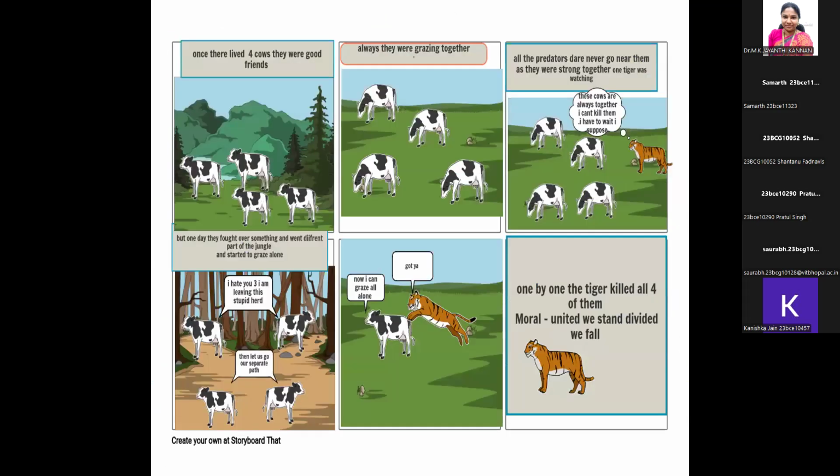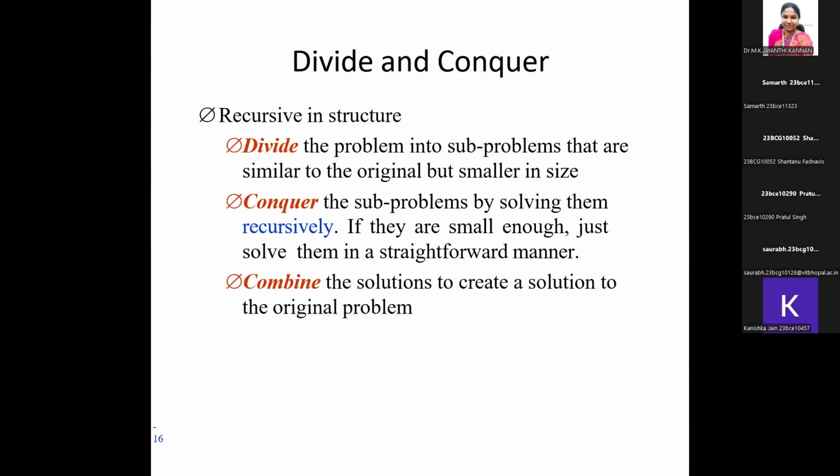What are all the steps you are using? Any doubt what is divide and conquer?